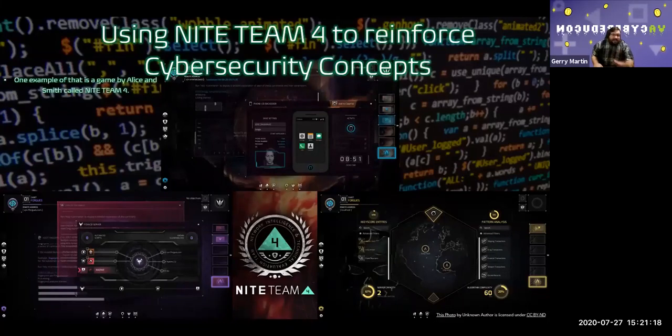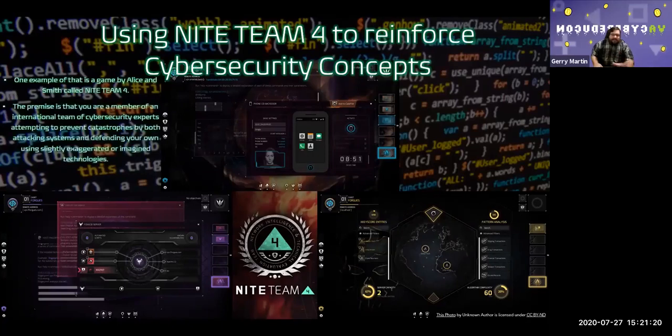But this is by, again, Allison Smith. And as you can see from some of the screenshots here, and I'm going to blow up a couple of these for you so that you can see them. The premise is you're a member of an international team of cybersecurity experts. And basically you go around trying to prevent massive cyber attacks or even in some cases outright warfare by attacking systems and defending your own.